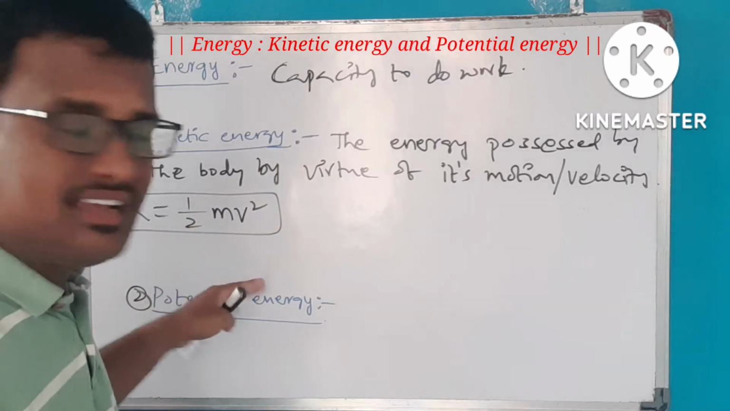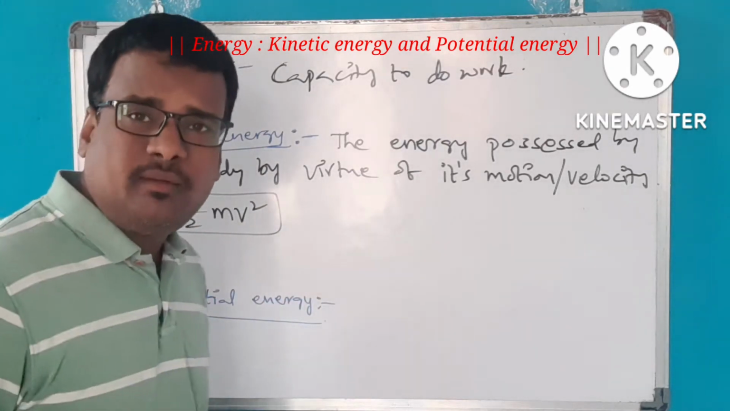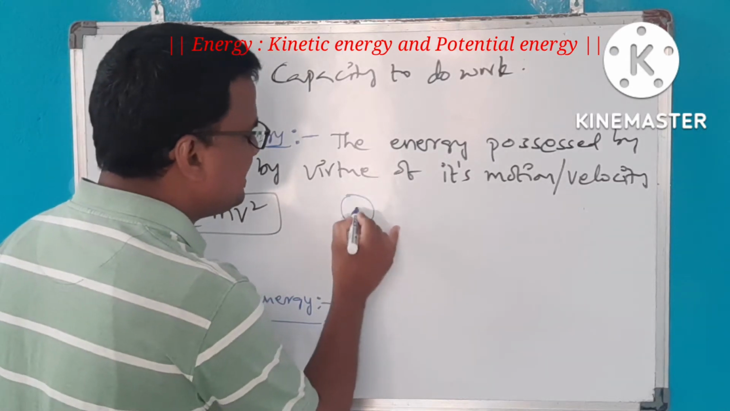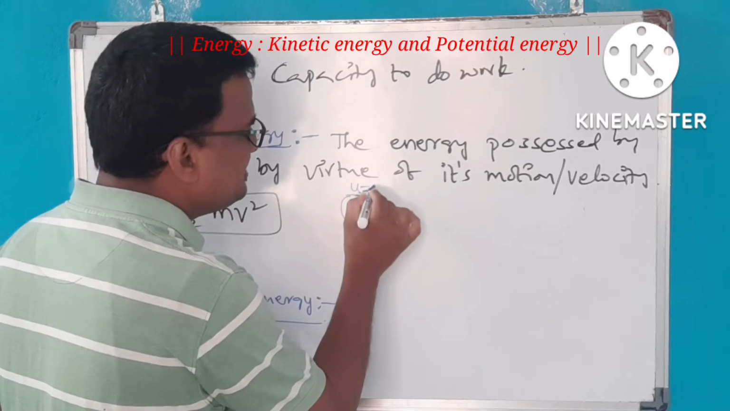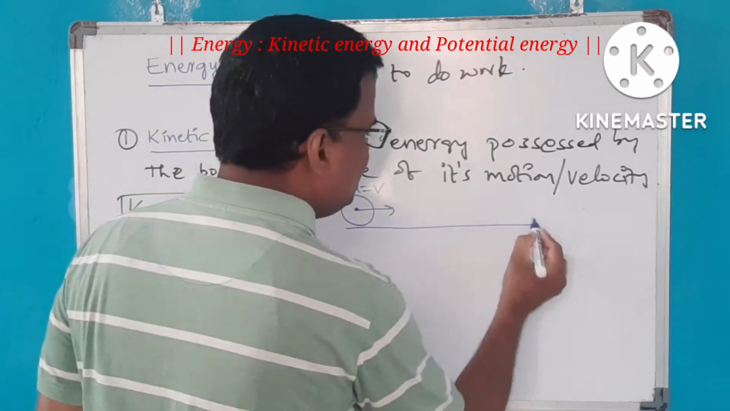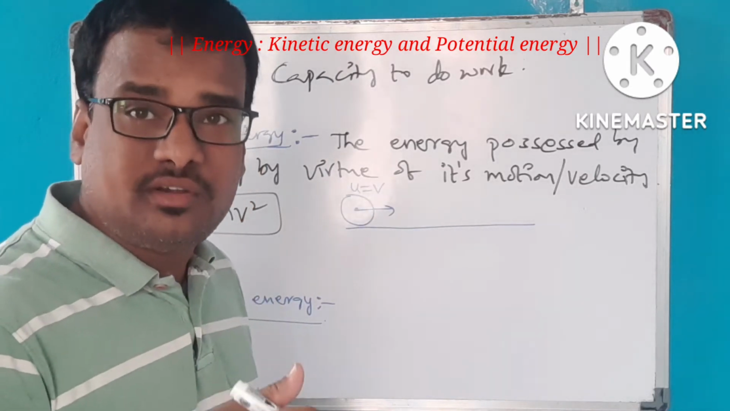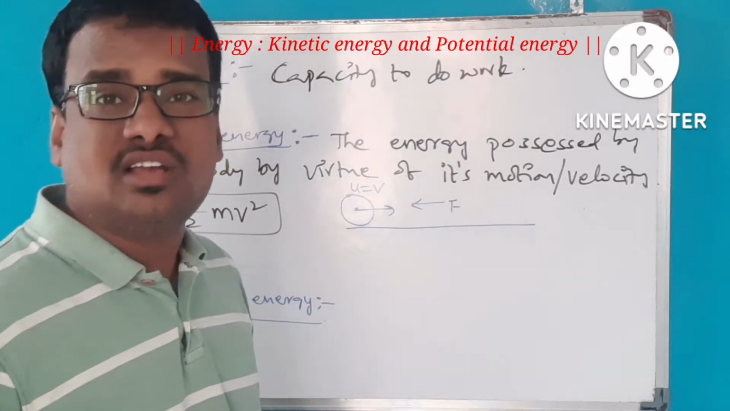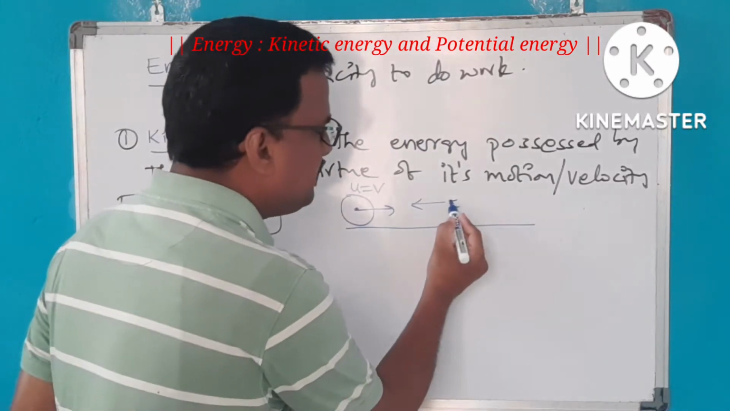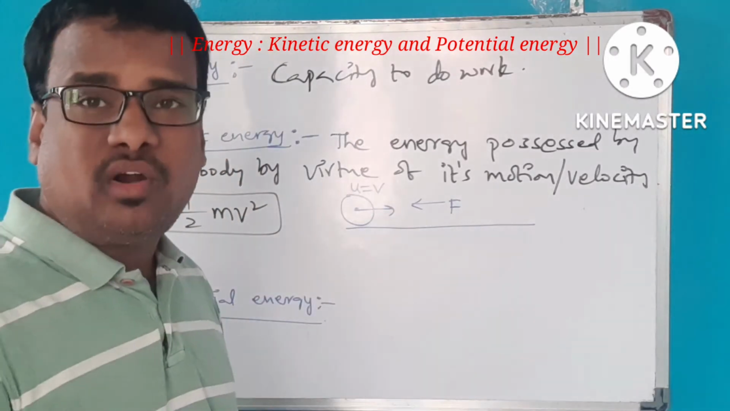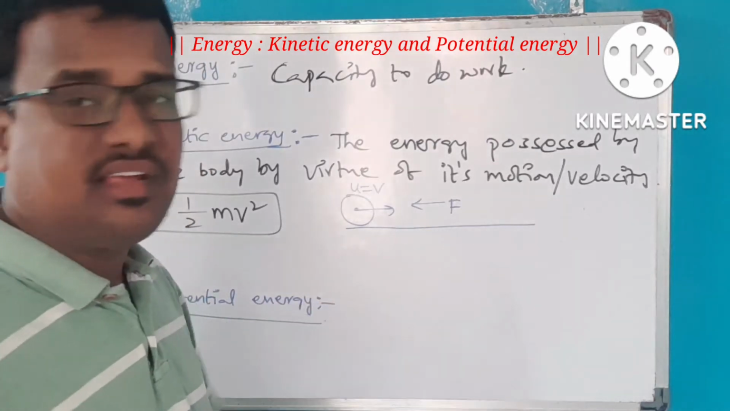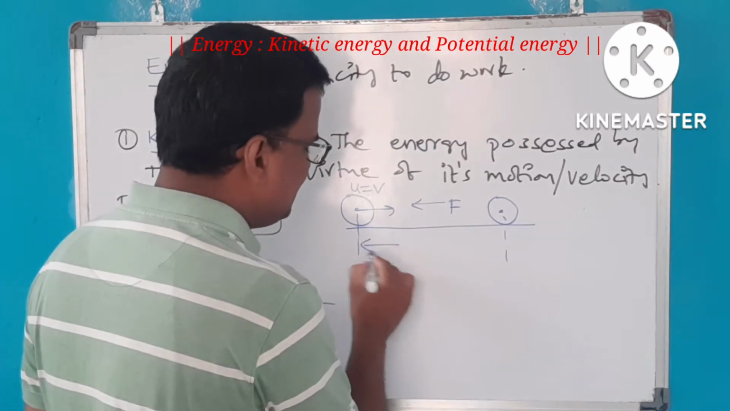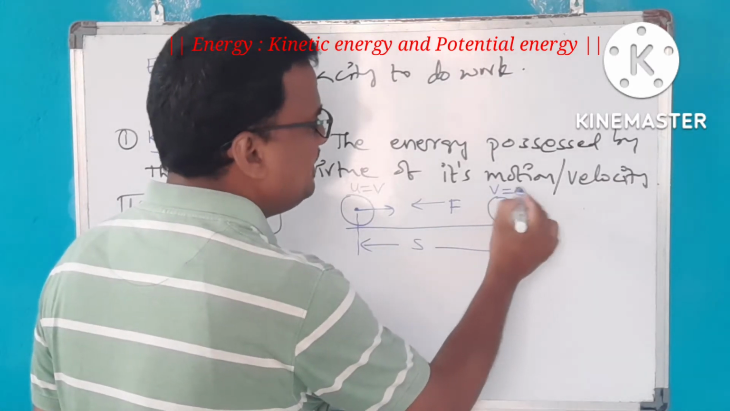Now how do we get this kinetic energy? Now we will derive it. For example, consider a body initially moving with some velocity v. If we try to stop that body, how can we do it? We can apply some force F against the motion of the body, because we need to stop it. Then at a certain distance s, the body will be stopped.